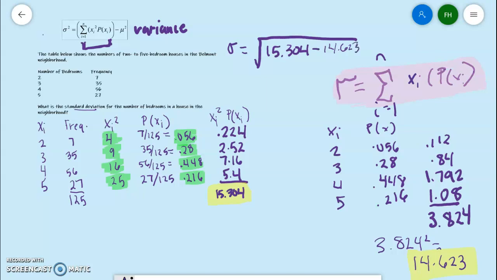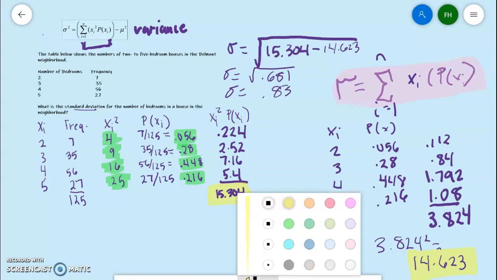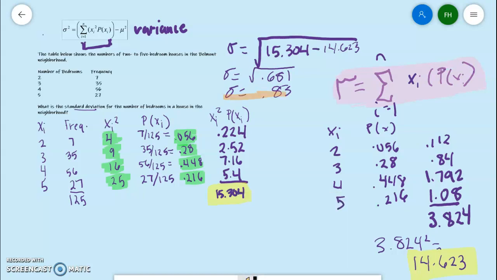So now I'm going to subtract those. And I believe I got 0.681. And then take the square root of that, and you will get 0.83. So your final answer here is 0.83.